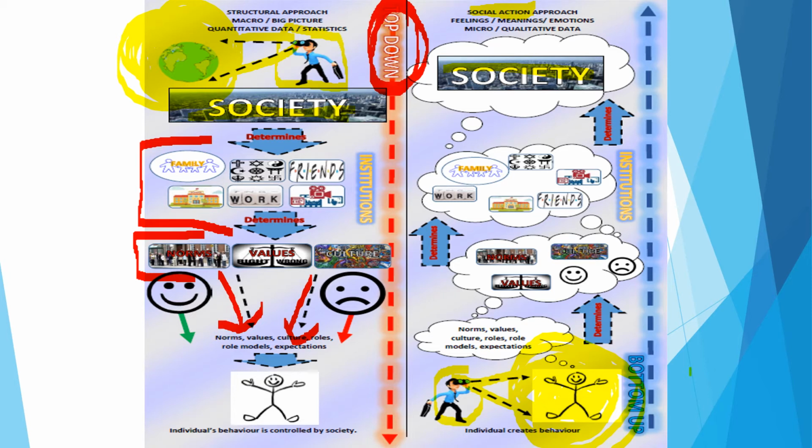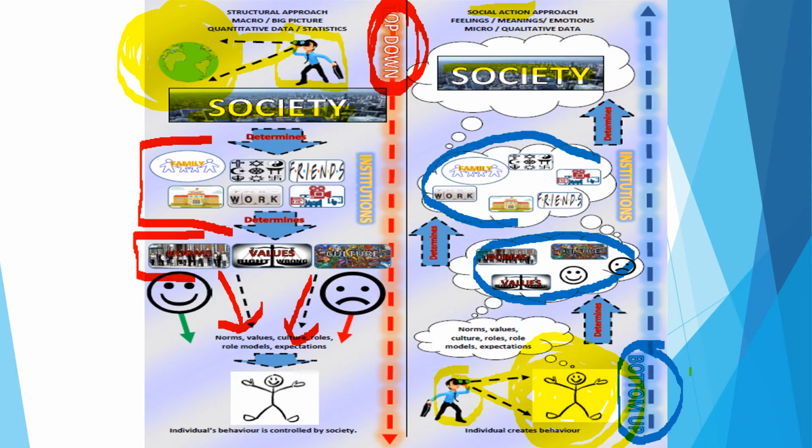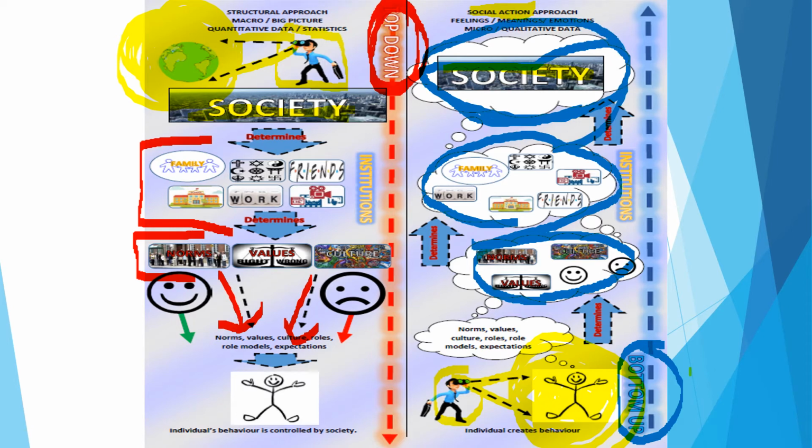In a micro theory, which is bottom up, it starts at the bottom and works its way up: we shape society. It's the same process, just reversed. So we shape the norms, the values, the culture, the sanctions, the right, the wrong. That shapes the institutions of society, and that, as a whole, creates society. So these are the two different approaches.